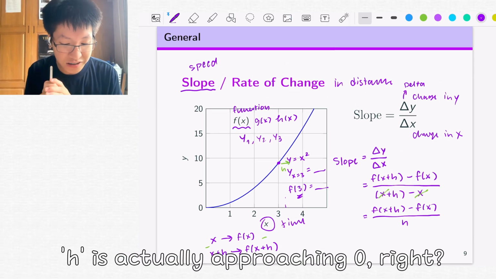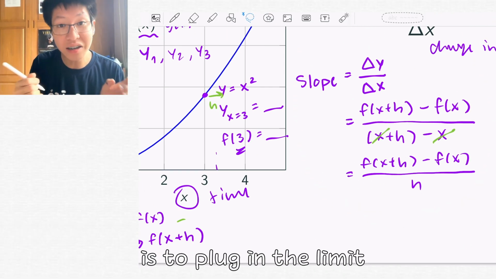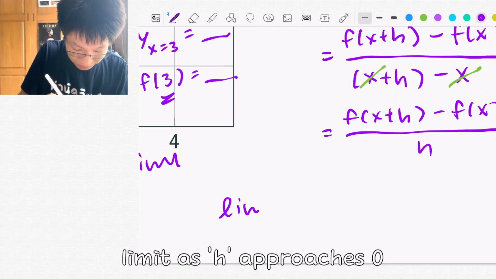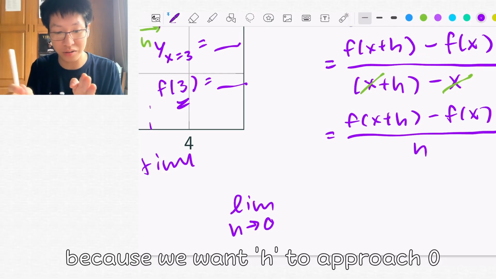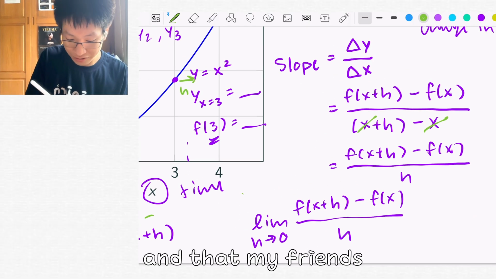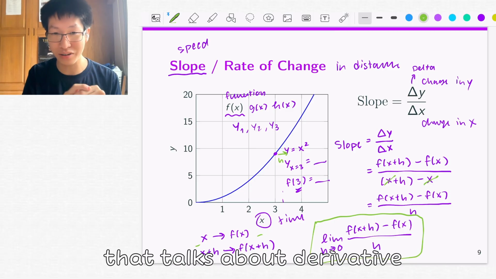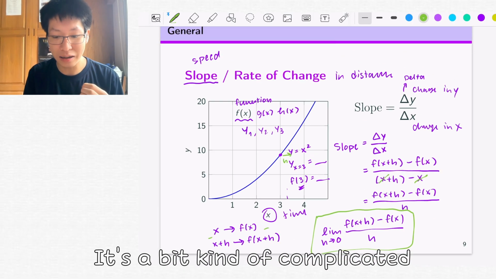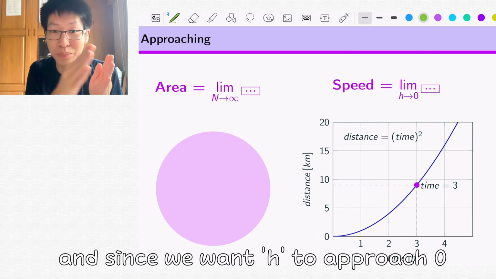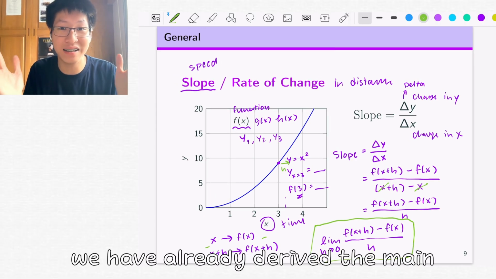Since we say that h is approaching 0 in the definition of the derivative, what we can do now is just plug in the limit, and that is the definition of the derivative. So what I mean is this: limit as h approaches 0, because we want h to approach 0, of f of x plus h minus f of x, divided by h. And that, my friends, is the formal definition of the derivative you will find on the first page of every textbook that talks about derivatives. It's a bit complicated. The notation seems really scary, but if you understand that it is just slope, and since we want h to approach 0, we define the limit that way, and that's it. We have already derived the main definition of the derivative.